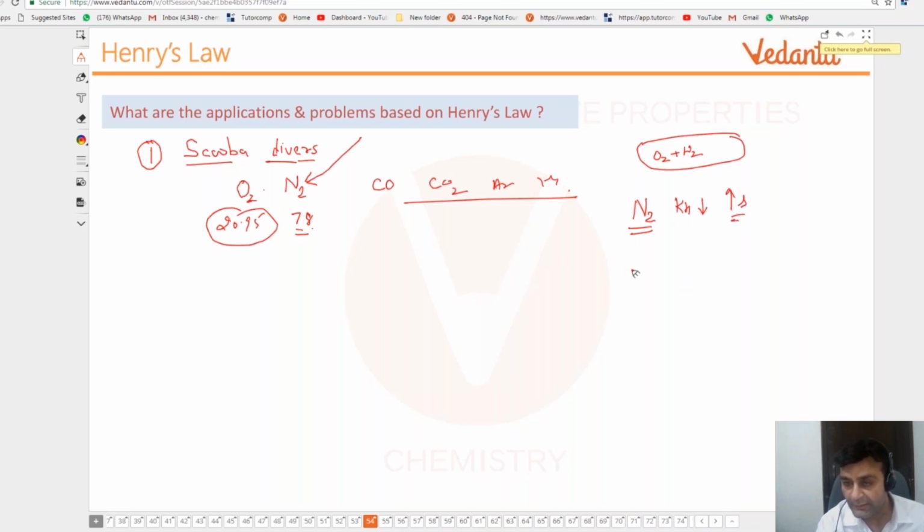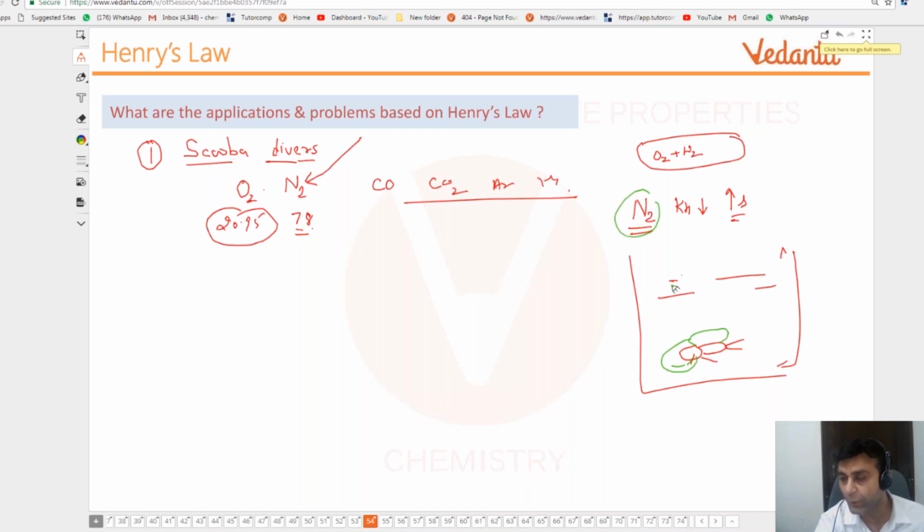It means, suppose this is a sea here, right? And the scuba diver is here. This is a scuba diver, right? Floating somewhere. And this is the cylinder on its back, and this is the respiratory pipe here, right? It is respirating from here. So what will happen when the scuba diver is inside the sea? A lot of nitrogen will be compressed in its lungs and the body.